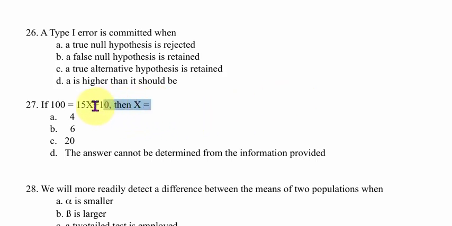Oh, look, another algebra question. All right, I'm going to do this one in my head. So, let's see, if we subtract 10 from both sides, we get 15x equals 90, and we divide by 15. 90 divided by 15 is 6.